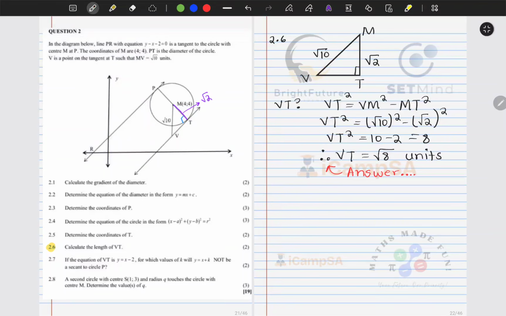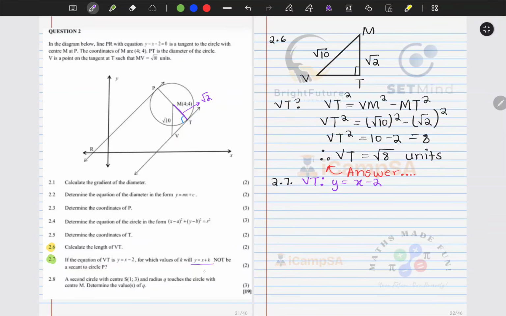So that is our answer for 2.6. So let's think about 2.7. We are told the equation for VT is y equals x minus 2. Then they say for which k values will y equals x plus k not be a secant.